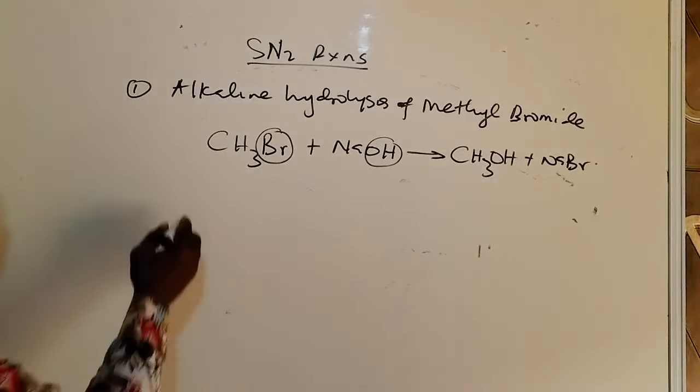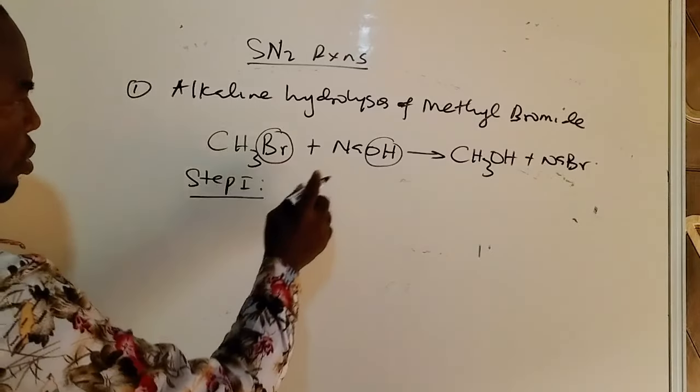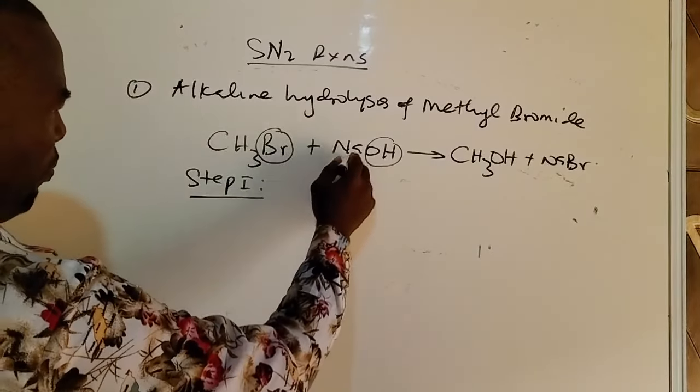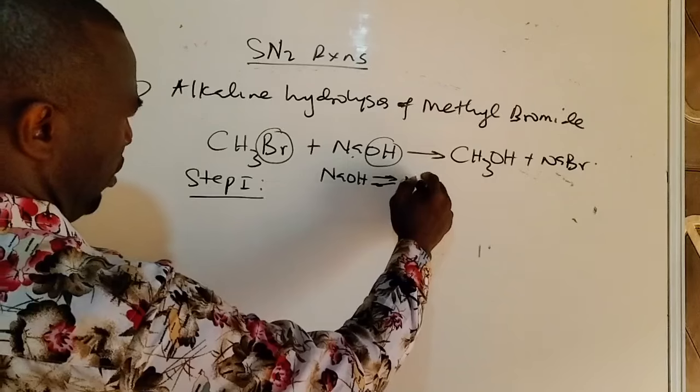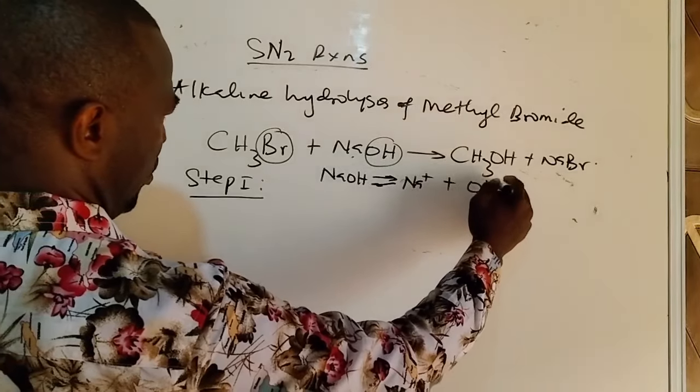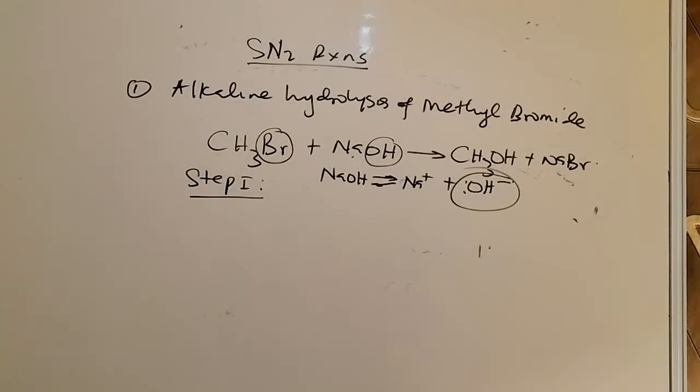Of course, before we go on, the sodium hydroxide will ionize to bring the nucleophile out: sodium ion and hydroxide ion, which is the nucleophile, are produced. So the hydroxide ion is the nucleophile we have in that reaction. So let's look at how the reaction takes place.